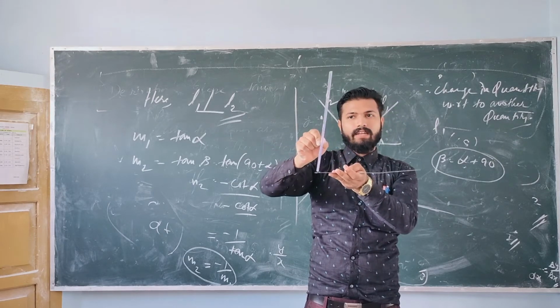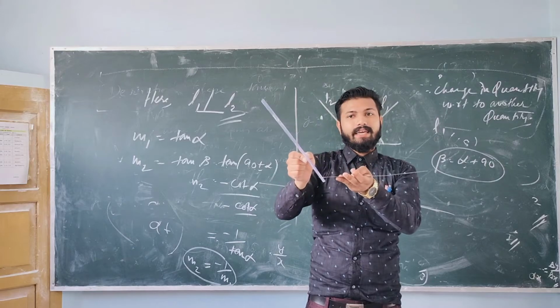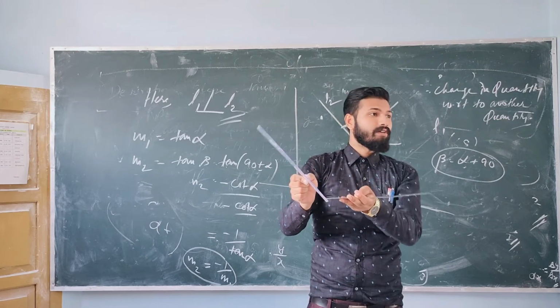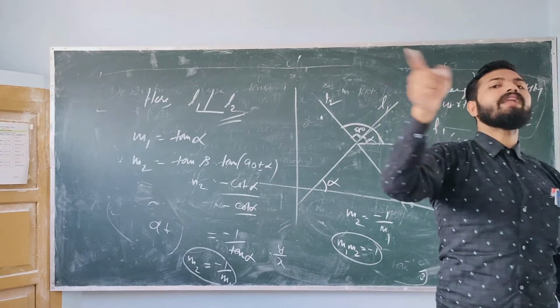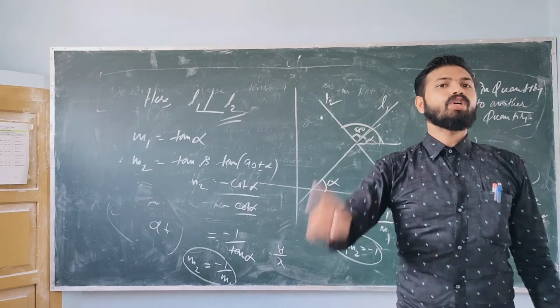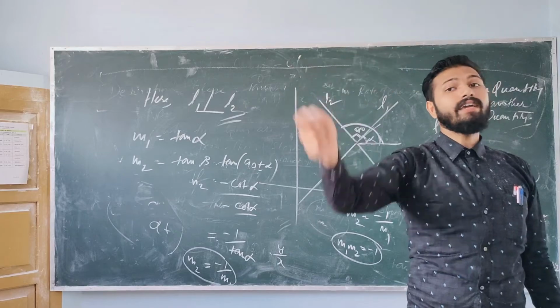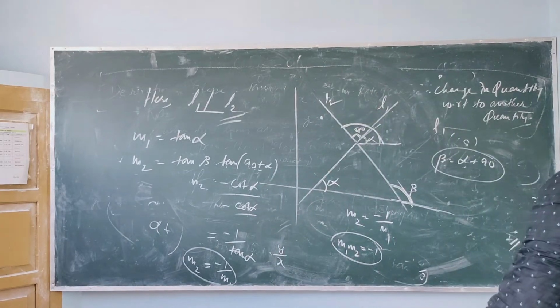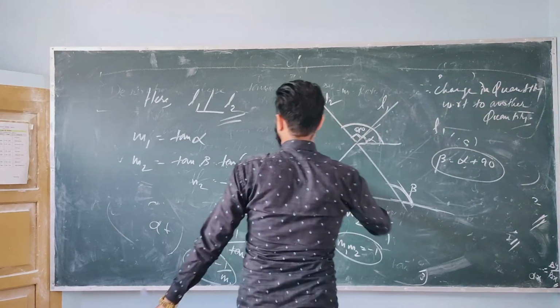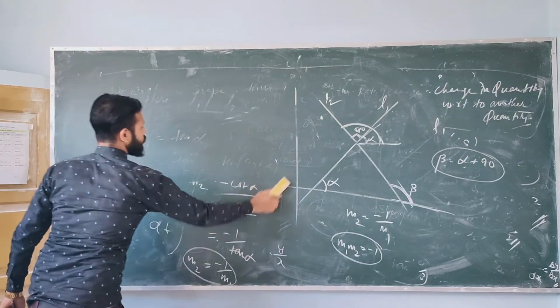Positive, 90, not defined. Now crossing 90, the slope becomes negative. So where is the slope positive? Slope is positive where tan theta is positive, and slope will be negative when tan theta is negative. So in which quadrant is tan theta positive? This is another question. These are the important questions we have to understand from here.